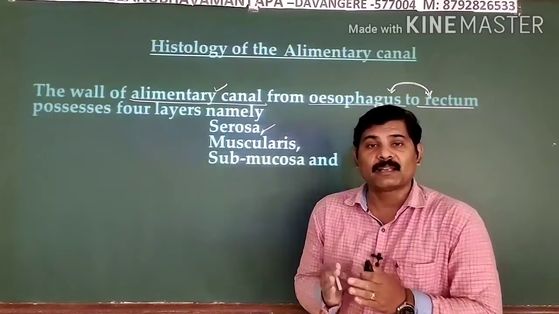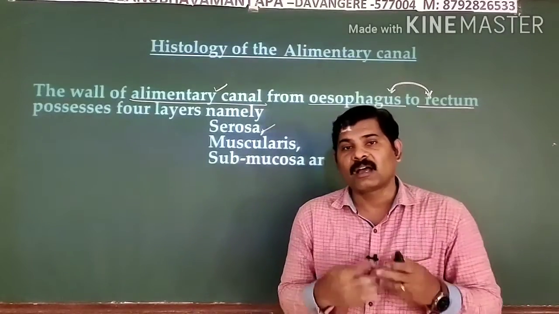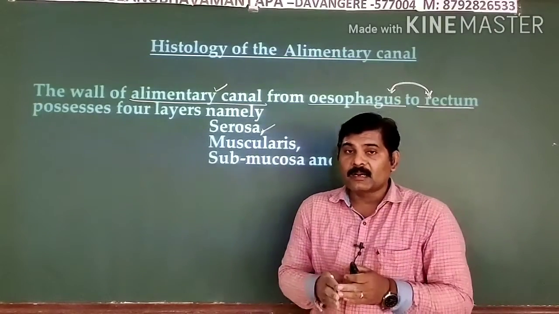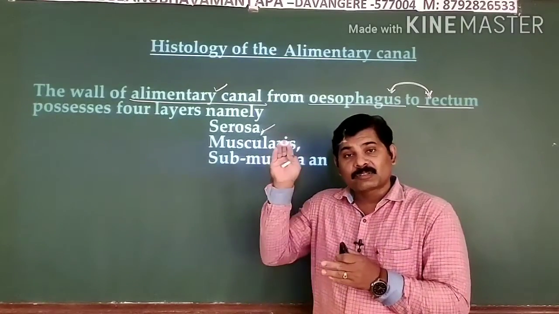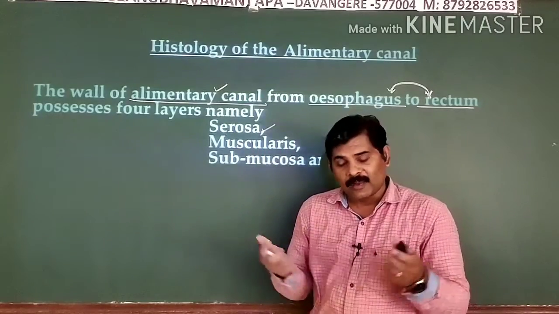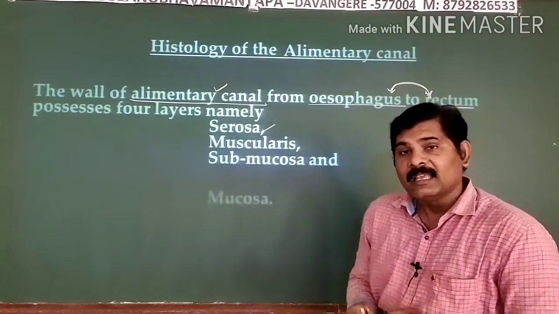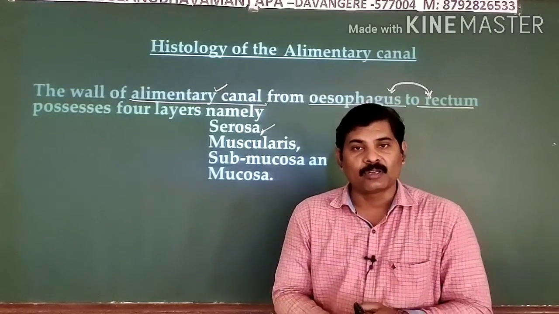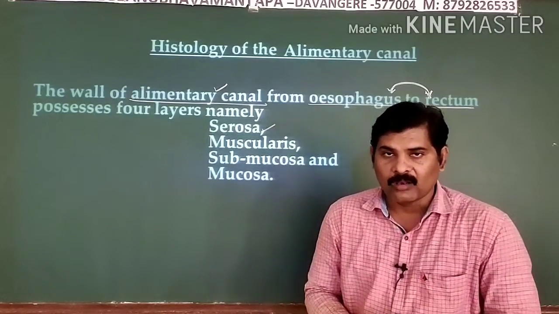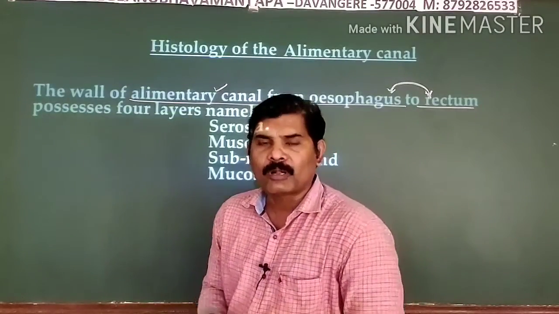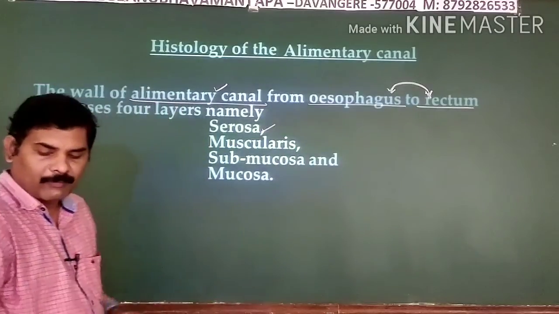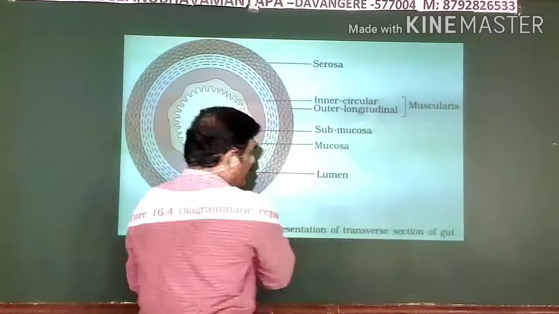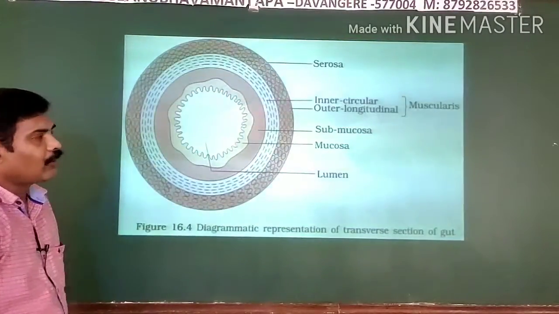Coming to the third layer, it is known as submucosa. Since it is a layer present underneath the mucosa, the name submucosa is assigned to it. So the submucosa is a layer present in between the muscularis and the mucosa. The fourth important layer is known as the mucosa. These are the four important layers you can find in the wall of the alimentary canal. Let us study these four layers in a diagrammatic way so it will be more clear to you. This diagram represents the transverse section of your alimentary canal.